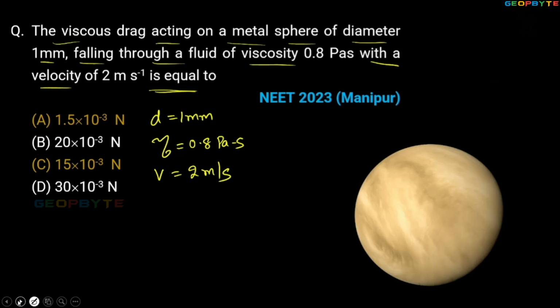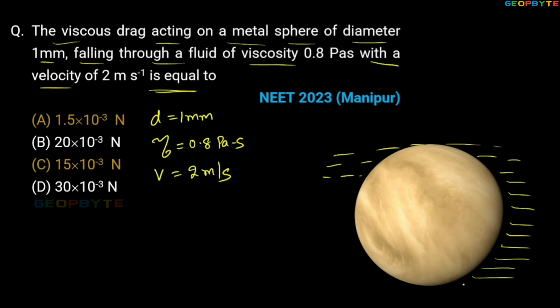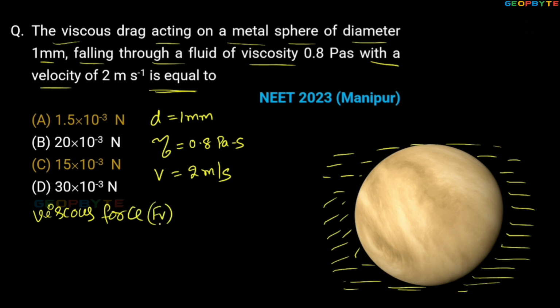Look at the metal sphere first. This is the metal sphere, right? Some viscous liquid is there surrounding the sphere. Then what is the drag force, or viscous drag, developed between the liquid and that metal sphere? As you know, viscous force F suffix V is equal to 6 into pi into viscosity, coefficient of viscosity into R into V.